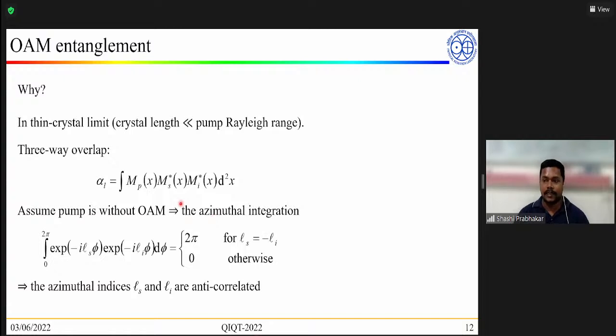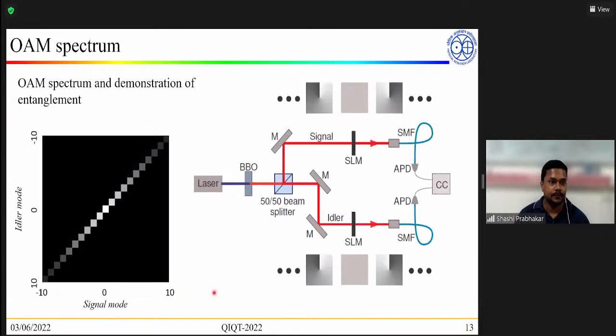This is what I have represented in the form of beams. If the pump beam is Gaussian, and Ls is for the signal mode and Li is for the idler angular mode, this will give us a constant value only when Ls is minus Li. So if one is 1, the other has to be minus 1. So these two indices, Ls and Li, are anti-correlated.